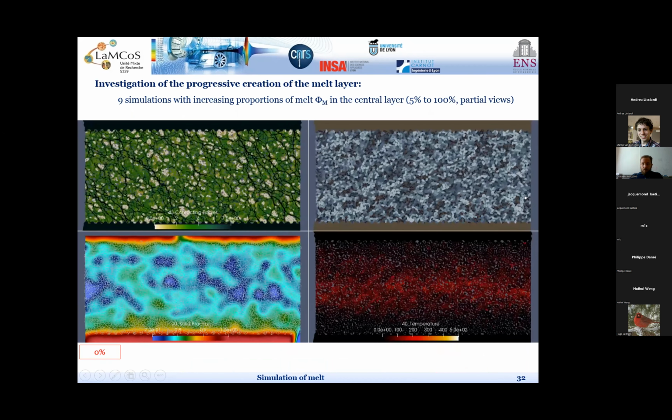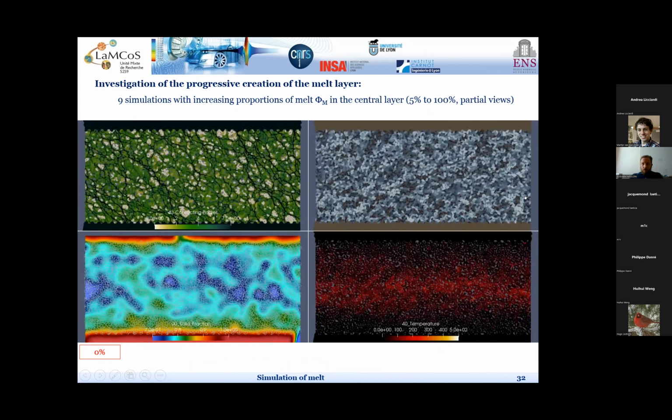And we see that it concentrates all the shearing. These two parts here did not shear anything, did not get sheared at all. And when we finally arrive at the case of 100% of molten grains in the central layer, we see that it's actually a very smooth sliding of these two surfaces, and it's only sheared in the central layer. And in this case, the temperature increase is much more moderate.